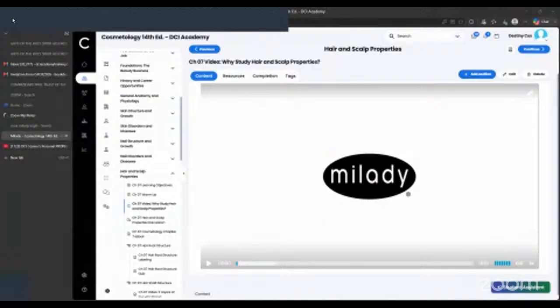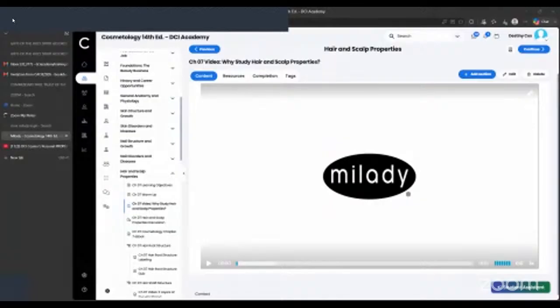So let's look at why study hair and scalp properties. This is going to be great, especially if you had this before. In many instances, it could be a recap. But when you are behind the chair and your client is sitting in the chair, you're able to see a 360 of everything going on with their scalp. Even in the grocery store or at a family event, no matter where you are, most people will ask you something related to their hair. So this is part of building that expertise.